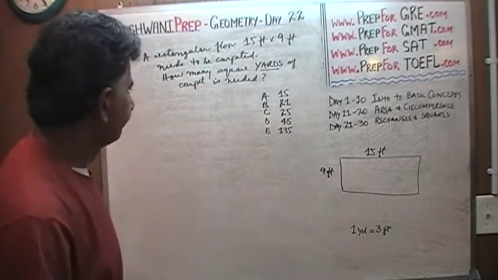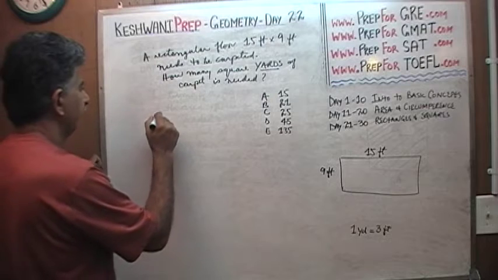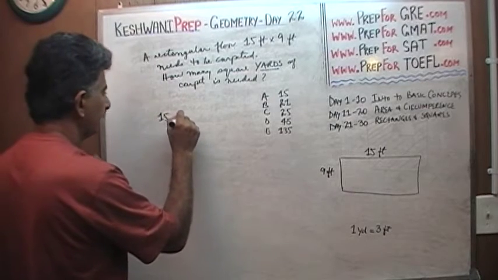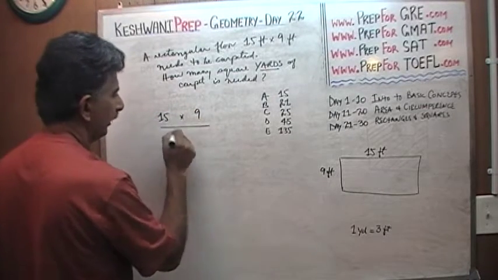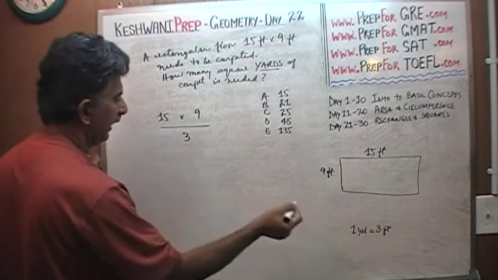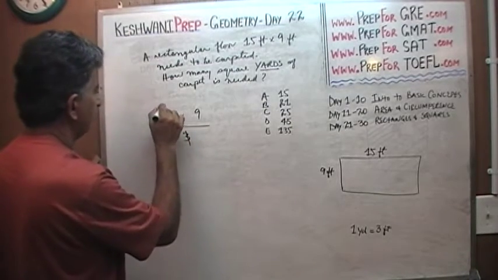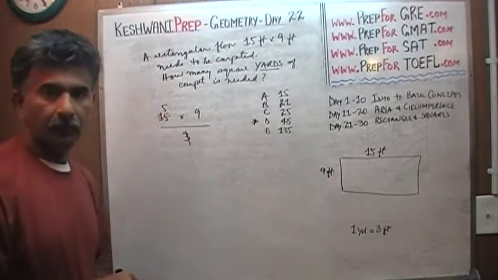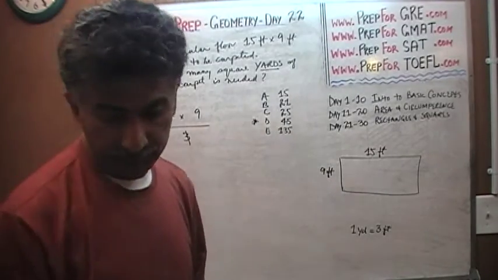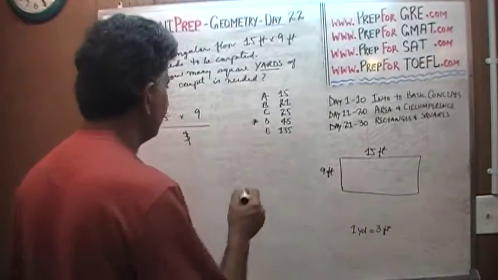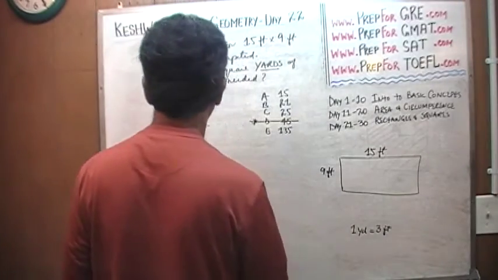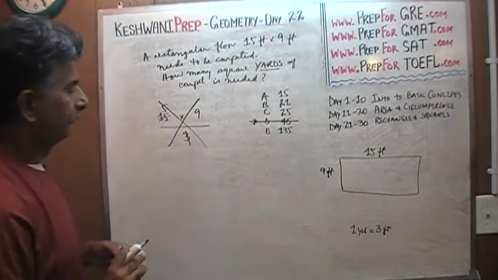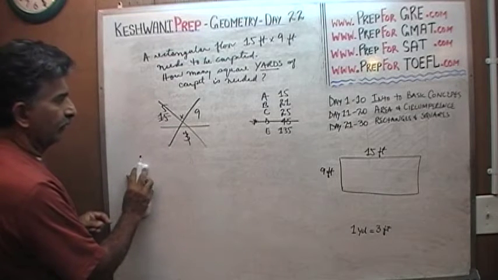Alright, so the area is 15 feet by 9 feet, and we know there are 3 feet in a yard, so divide that by 3 and the answer is 45. That's all. Or is it? No, it's not. Alas, 45 is the wrong answer. This is not correct. 45 is not the answer.